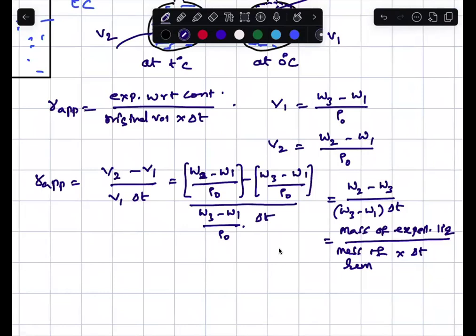Only these measurements. With these measurements only, I have answered your question, gamma apparent. I have answered your question only on the basis of the measurements done by you. Yes or no? Clear or not? So therefore, finally, we have gamma apparent. So therefore, gamma real is gamma apparent plus 3 alpha.